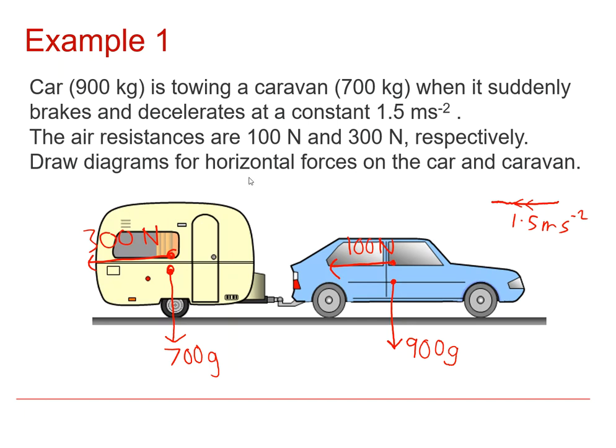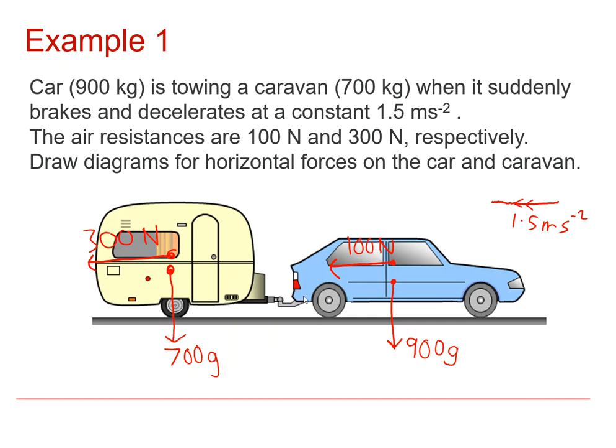Now, the only thing that we haven't taken account of yet is the fact that the car and the caravan are attached to each other. Alright, and they're attached via this tow bar. Now, certainly in the normal situation of a car towing the caravan, this bar is going to be under tension. So what that means is it's going to be pulling on the things it's attached to.